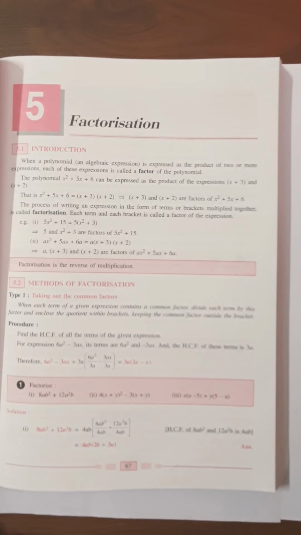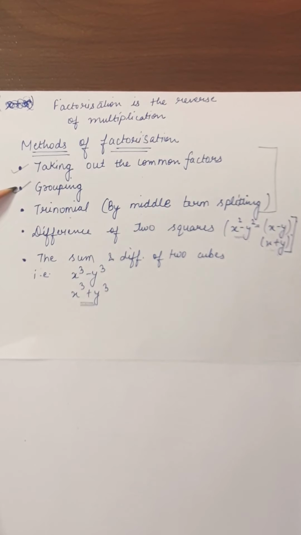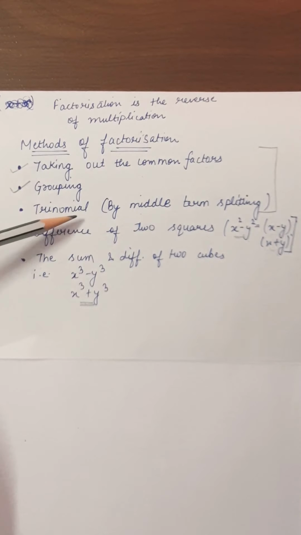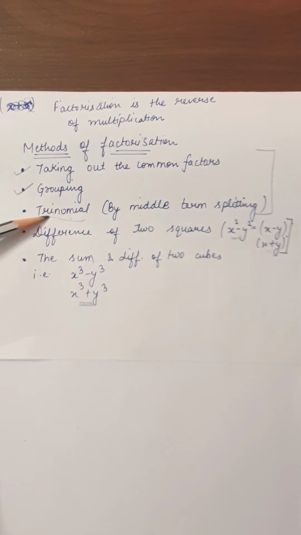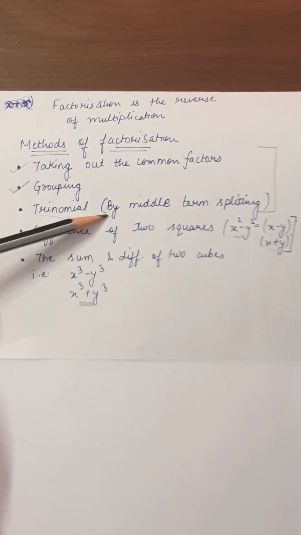We had started chapter 5 factorization, and in my previous class we had studied two methods of factorization. The first one taking out the common factors and the second one grouping. Now we are going to start the third method of factorizing a polynomial, that is factorization of a trinomial. Trinomial is a polynomial having three terms, and trinomial can be factorized by middle term splitting.